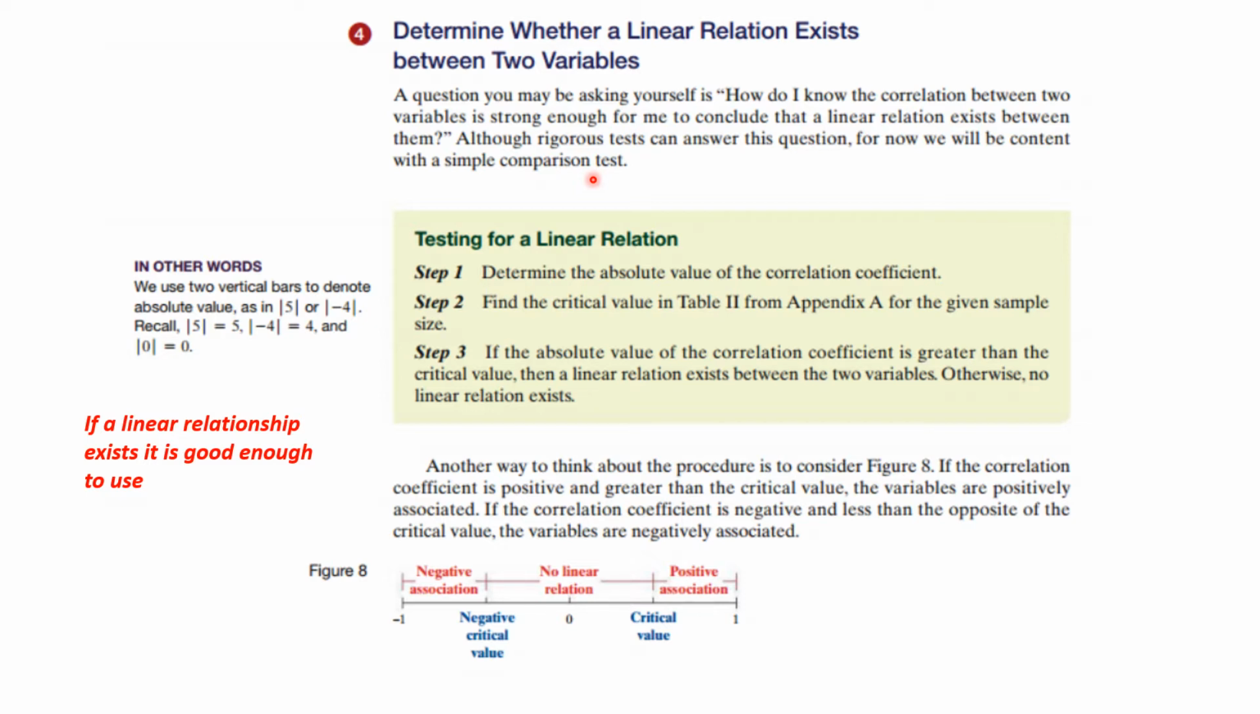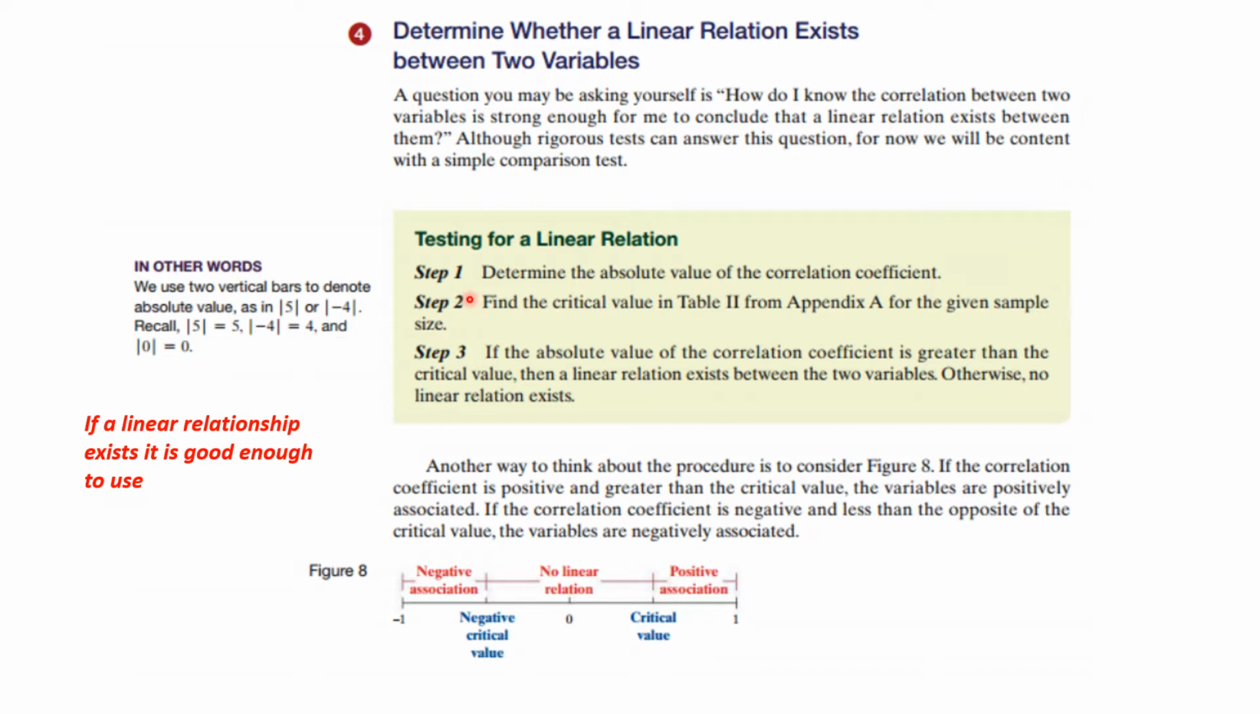And again, the question is if a linear relation exists or not. If a linear relationship does exist, it is good enough to use. So to test this, there are 3 steps. Determine the absolute value of the correlation coefficient. And you remember that the absolute value of 5 was 5, the absolute value of -4 is 4, and the absolute value of 0 is 0. Basically, you drop the sign, it is always non-negative.